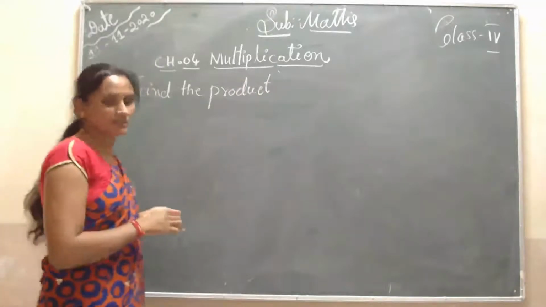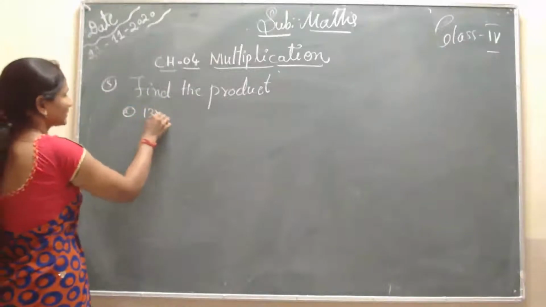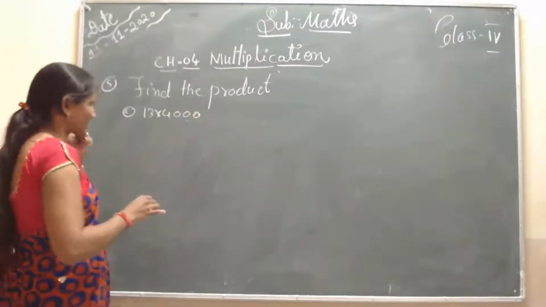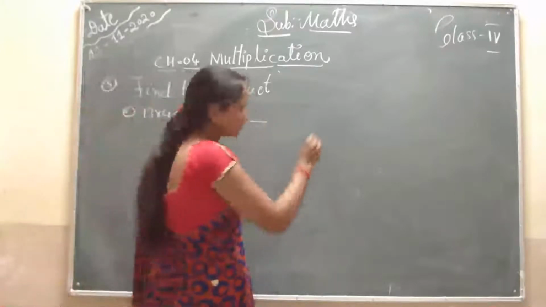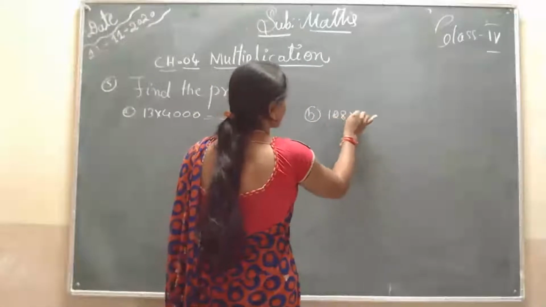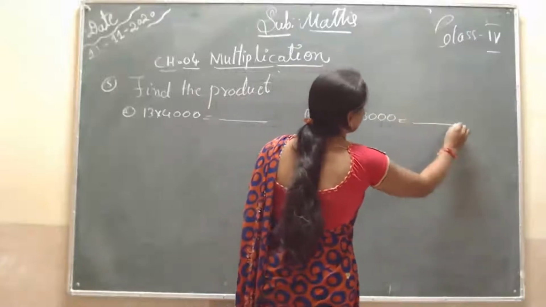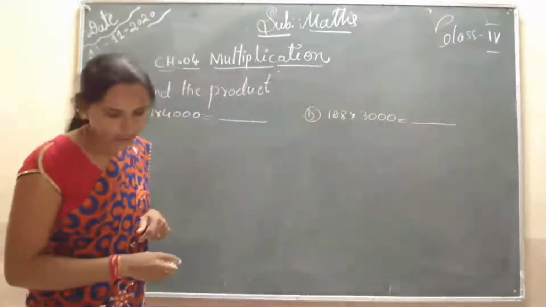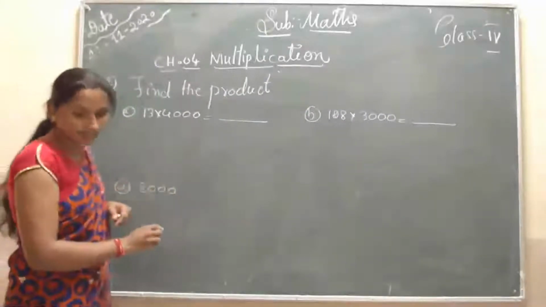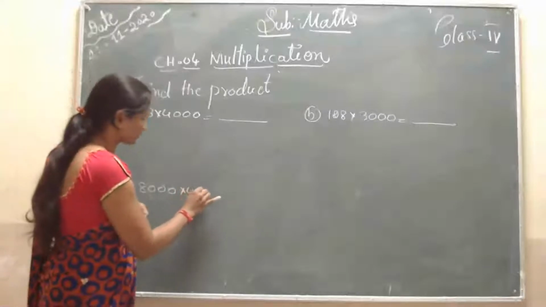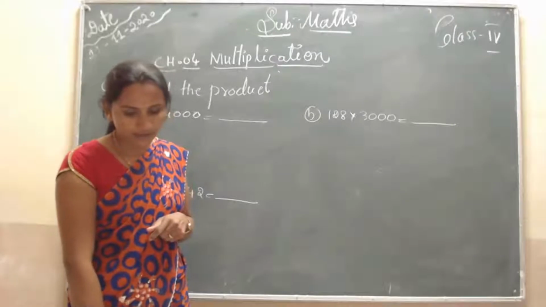So find the product means you have to consider here, students, what is the first question? A1: 13 into 4,000. So what is the product? In B, 128 into 3,000. What is the result? So next, in D, 8,000 into 42. What is the product?